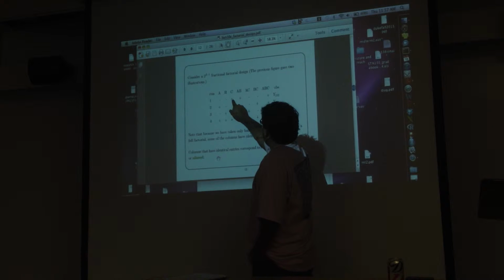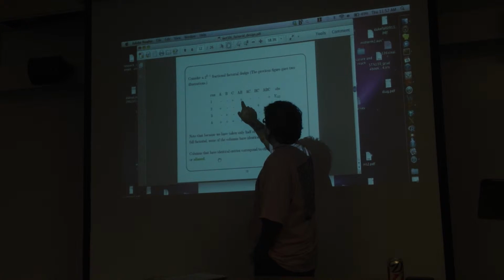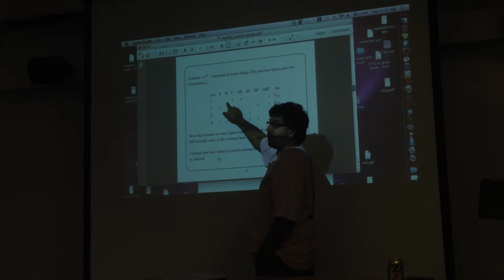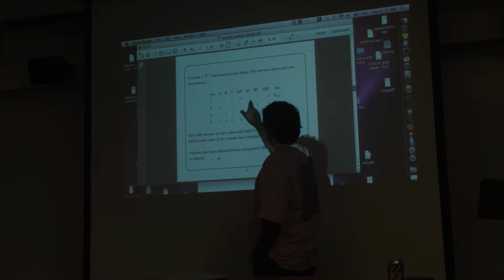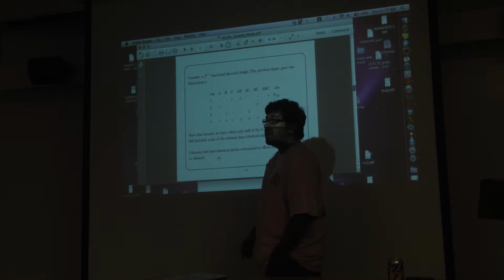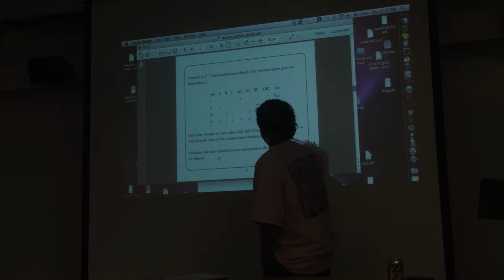For example, okay? How did I get a plus here? Negative negative is a positive, right? AC is negative, positive is a negative, and so on. Okay? Now, do you see any 2 columns that are the same here?